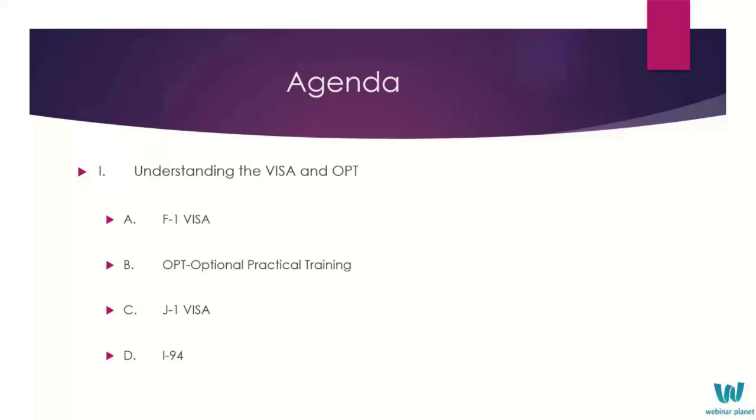So the first thing I want to make sure is that everyone understands the visa types that we'll be discussing, and also what OPT is, which is optional practical training that these non-resident aliens are allowed to use when they come into the US and are on a specific type of visa. So we'll go over the F1 visa, the optional practical training, the J1 visa, and then the I-94.